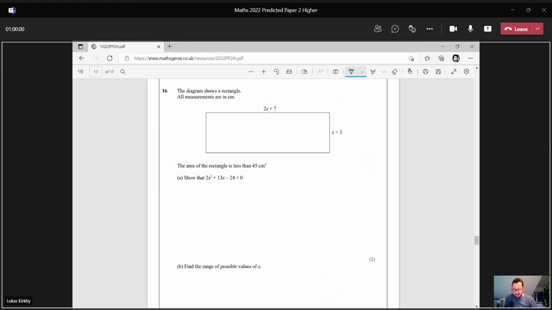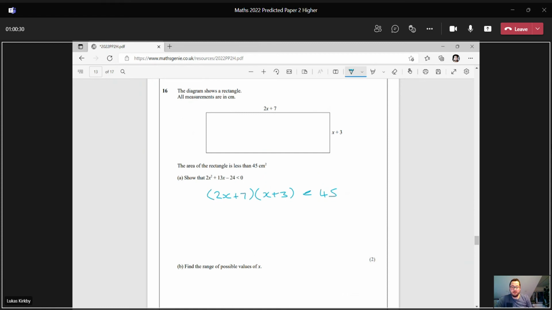Okay, so the diagram shows a rectangle and all measurements are in centimeters. So we've got the top side being 2x plus 7 and the height being x plus 3. And we want to show that the area of the rectangle is less than 45. The area of a rectangle is just base times height, so this is just going to be 2x plus 7 times x plus 3 is less than 45.